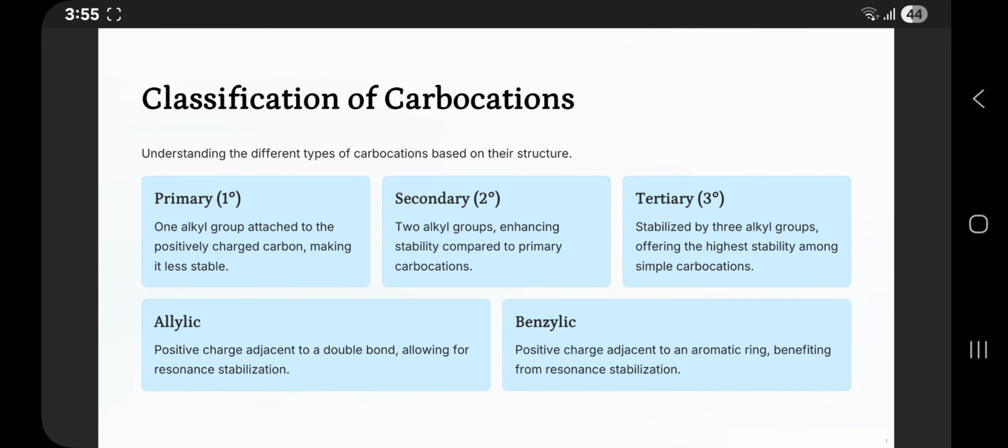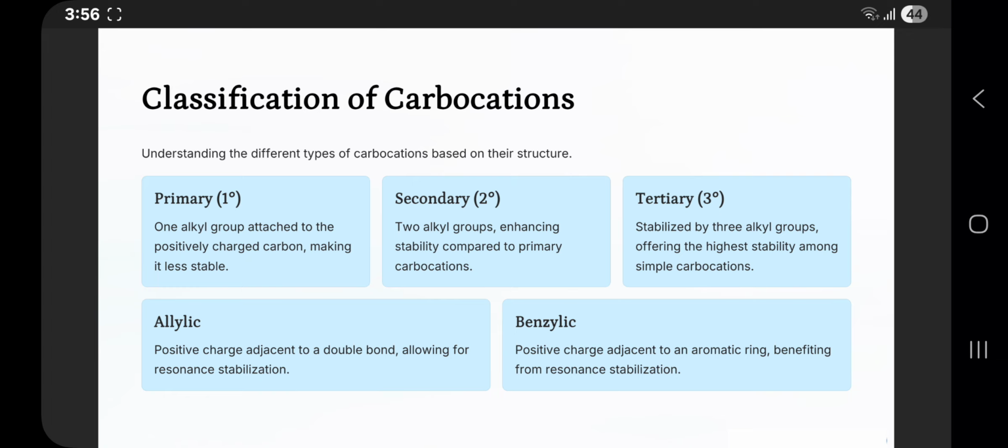Classification of carbocation. Mainly carbocations are classified into 5 classes: primary, secondary, tertiary, allylic, and benzylic. So what is primary carbocation? Primary carbocation has only one alkyl group attached to the positively charged carbon, making it less stable. Now the secondary has 2 alkyl groups, enhancing stability compared to primary carbocation, and the tertiary carbocation is stabilized by 3 alkyl groups, offering the highest stability among simple carbocations.